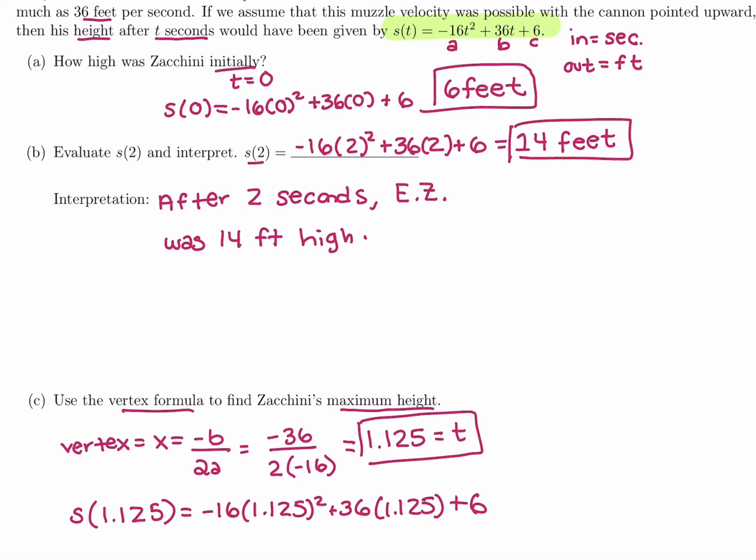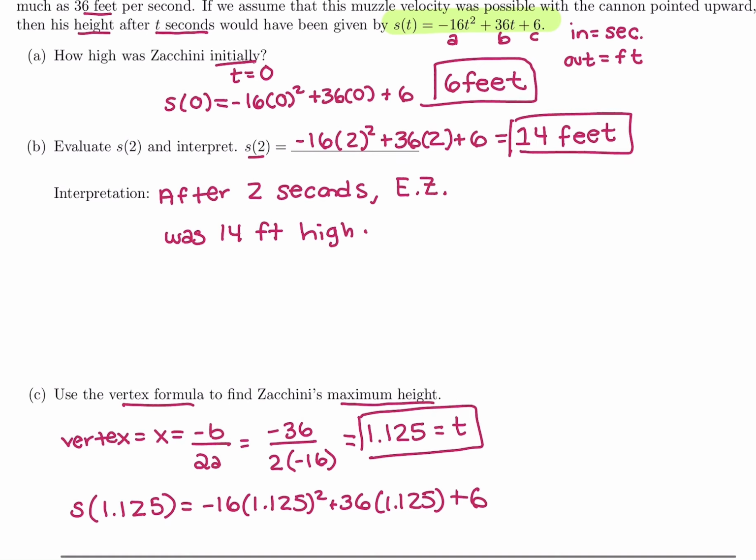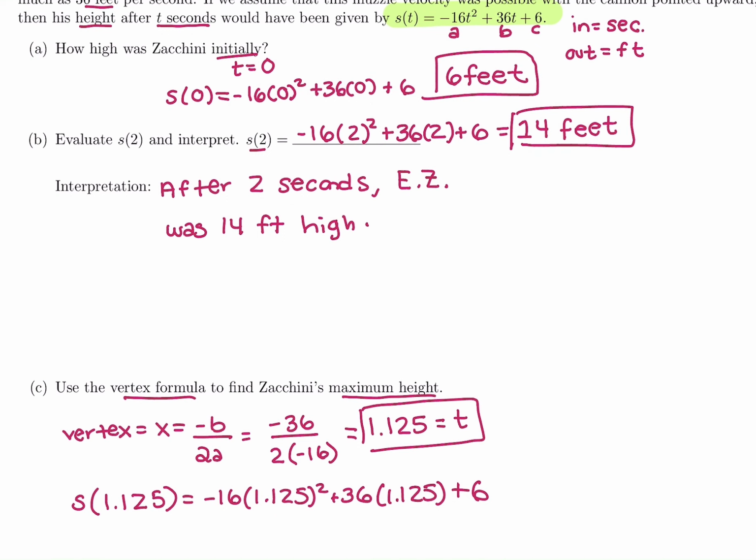So we already plugged in time 2, and he was 14 feet in the air. That happened after the max, because the max happened at 1.125 seconds, and we plugged in 2 seconds. He was down at 14 feet after being up at our vertex, which was 26.25 feet. So we have our max height happens after 1.125 seconds. The max height is 26.25 feet in the air for him.